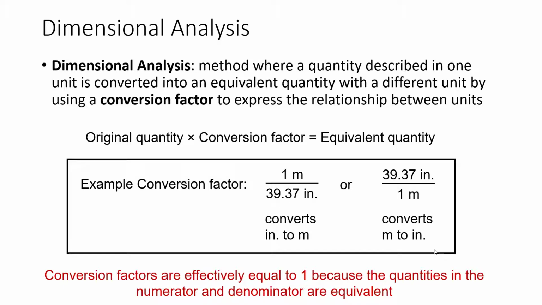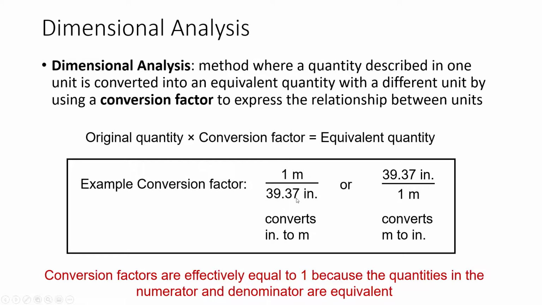All right, next is dimensional analysis. So dimensional analysis is a method where a quantity described in one unit is converted into an equivalent quantity with a different unit by using a conversion factor to express the relationship between units. So you have an original quantity that you convert to an equivalent quantity using a conversion factor. Okay, and these conversion factors are going to be relationships. So for example, we know 1 meter is equal to 39.37 inches.